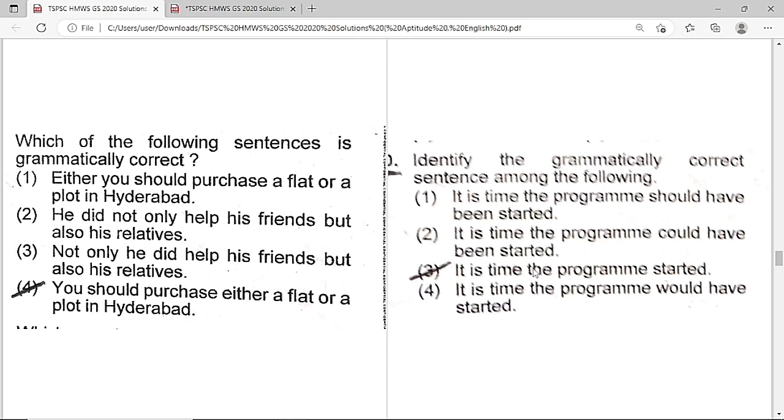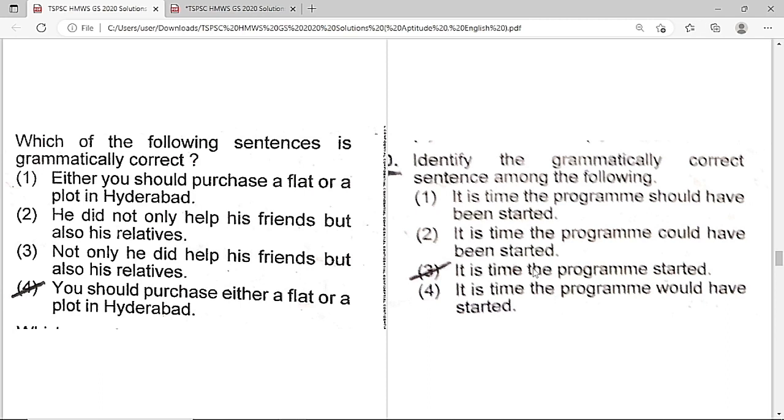It is a time the program started. It is time the program started. So this is the grammatically correct sentence.